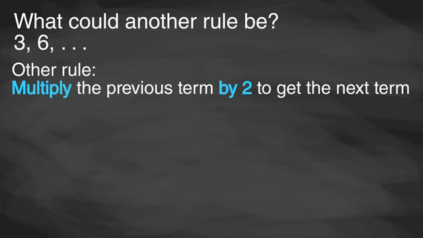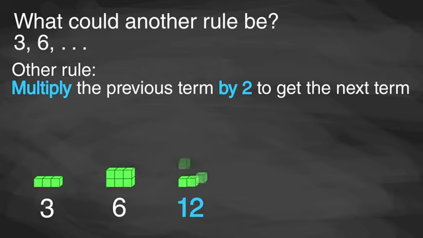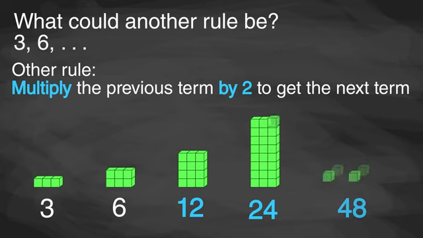What are the next 3 terms with this rule? After 3 and 6, multiply by 2 to get 12, then again to get 24, and again to get 48.